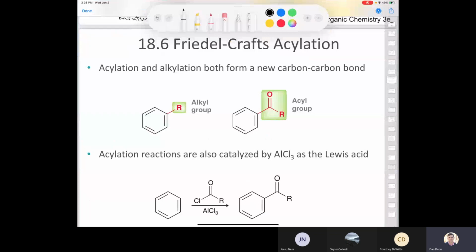All right, next section deals with Friedel-Crafts acylation. So far, we've looked at halogenation, sulfonation, nitration, alkylation, and now we're going to turn our attention to acylation. You need to know the difference between acylation and alkylation, right? Alkylation just means you're adding an alkyl group like methyl, ethyl, butyl, sec-butyl, and so on and so forth.